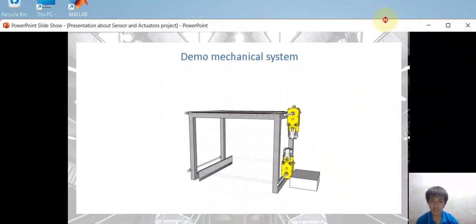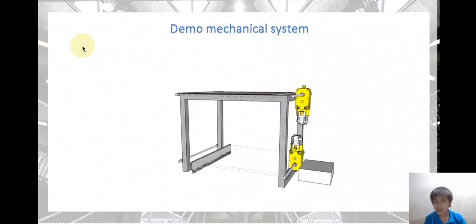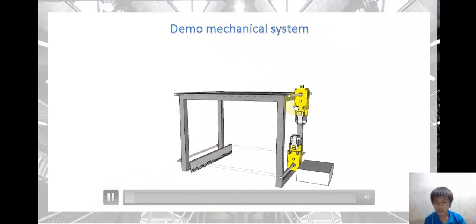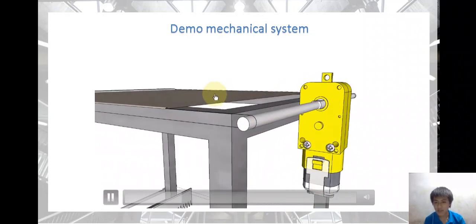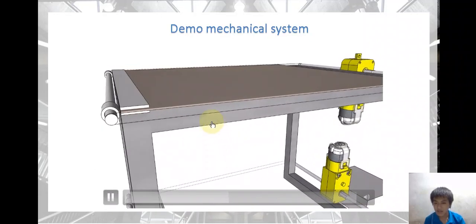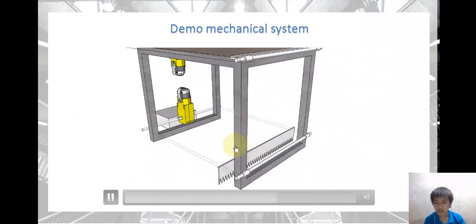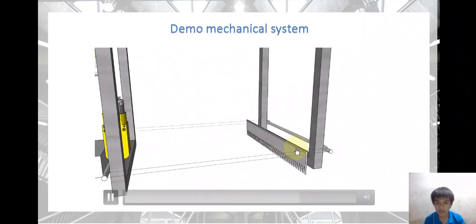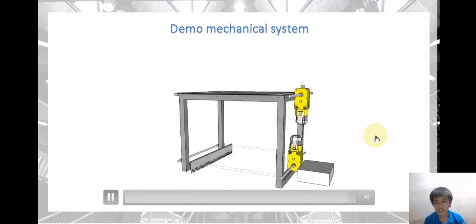Okay, now you can see here. Now we will see a demo of the mechanical system. Here we have the rectangular iron frame. Above here we have the coupling system. Here we have the movement system, and below here we have the flip system. This is all of the mechanical system we designed.